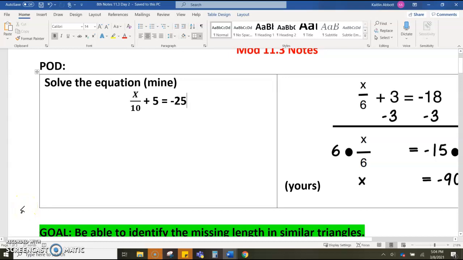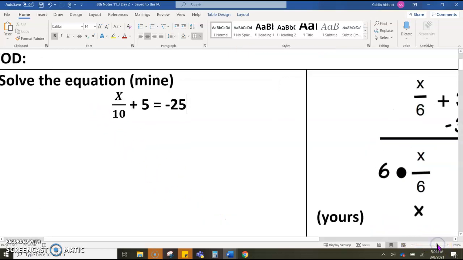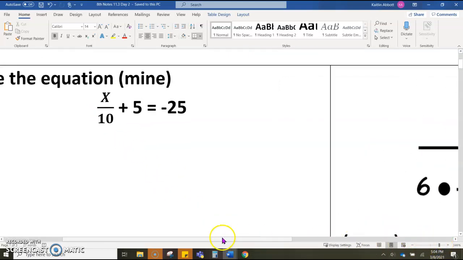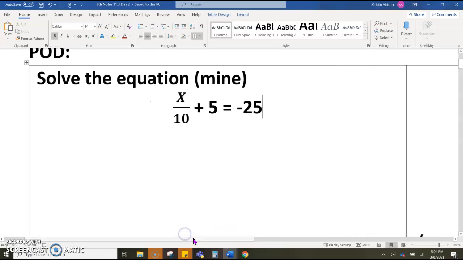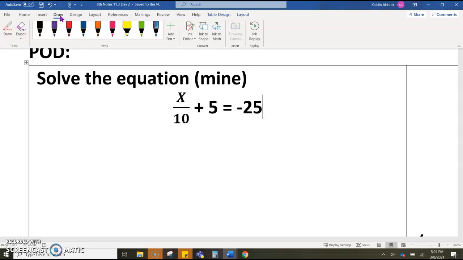All right, welcome to 11.3 day 2. Here's your example. Here's your problem of the day. So we got a fraction in here, but that's not going to stop us. We just know fractions mean division. To get rid of division, we do the opposite of division, which will be multiplication, but I'm getting ahead of myself. First, we got to get rid of that positive 5 because we need to get x all by itself.